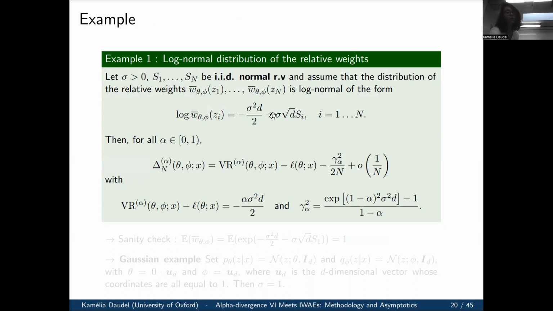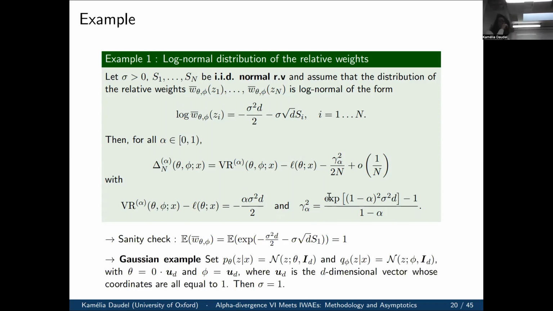You multiply them by a standard deviation term, and you've got a mean. This is done in such a way that the expectation of your weights is equal to 1. When you are in this particular case, you can evaluate all the quantities that appear in the theorem I was giving you before. Remember, you had the error term and you had the gamma alpha squared. If you work under this assumption on the weights, then the error term is of this form and the gamma alpha squared is of this form.